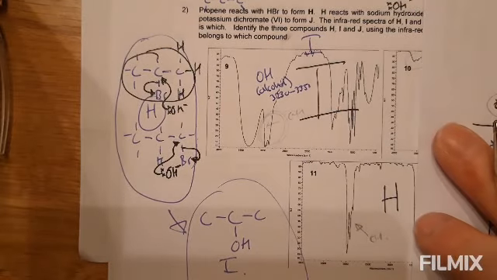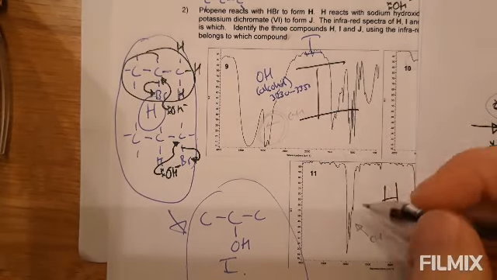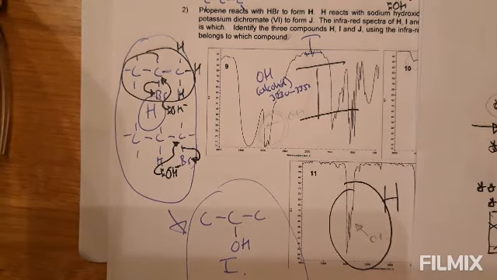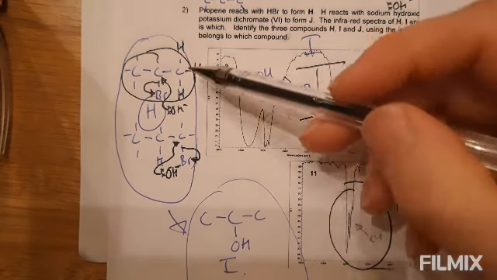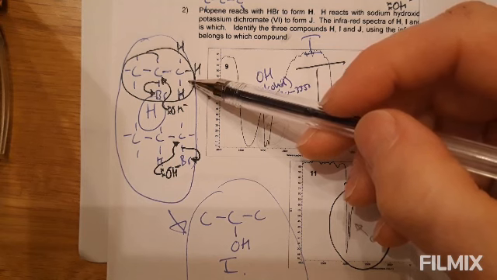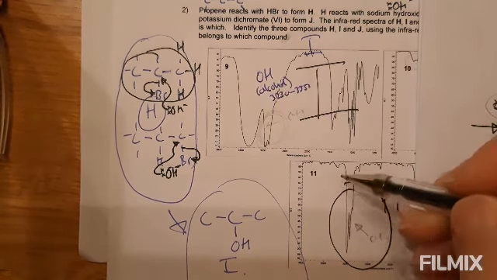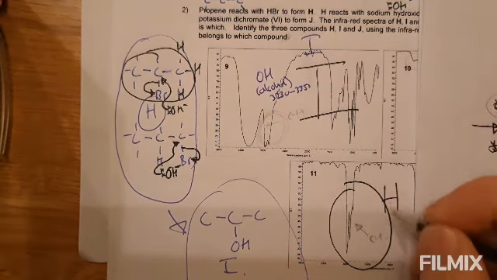So you cover up the fingerprint region, and all you've got on H is the peak for the CHs. In other words, there aren't any functional groups of interest in H. Therefore, it must be, well, it's that. Okay. There's no C. Why would you say this is H?